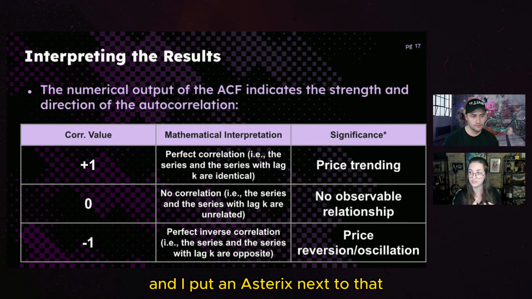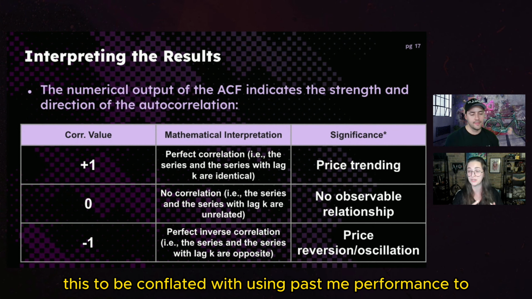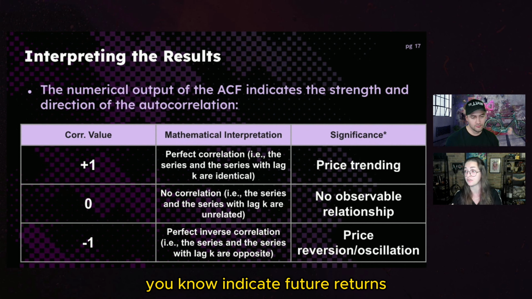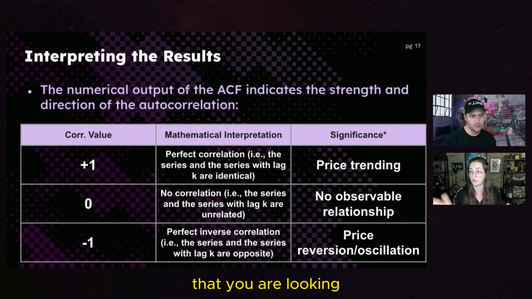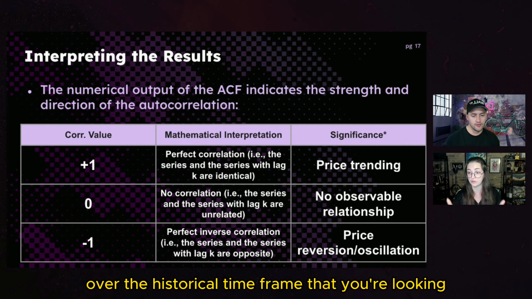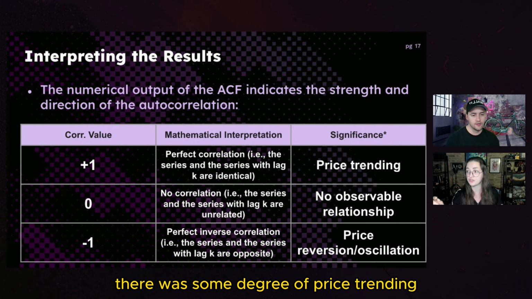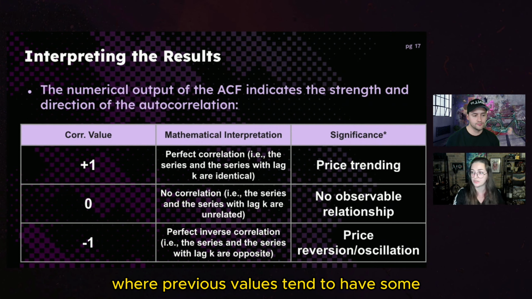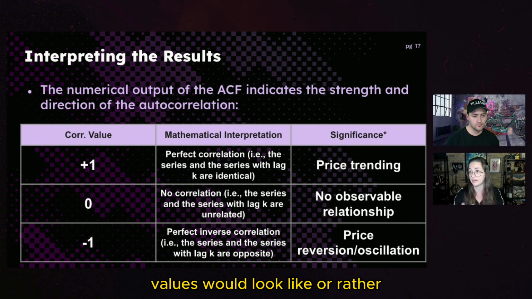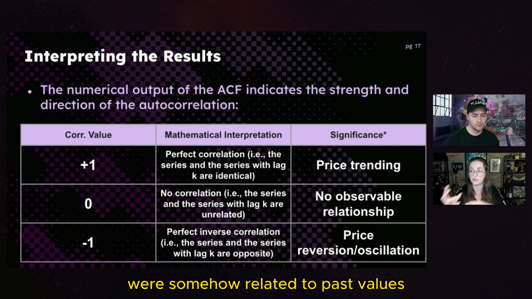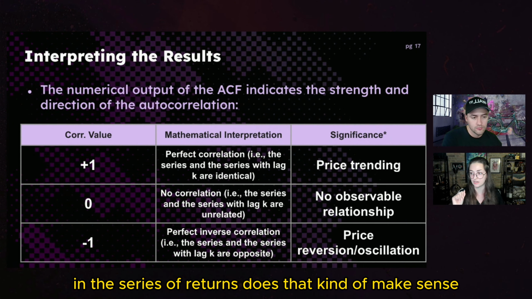And I put an asterisk next to that because I don't want this to be conflated with using past performance to indicate future returns, if that makes sense. That just means that over the historical time frame that you're looking, there was some degree of price trending where previous values tend to have some indication about what future values would look like, or rather that current values were somehow related to past values in the series of returns. Does that kind of make sense?